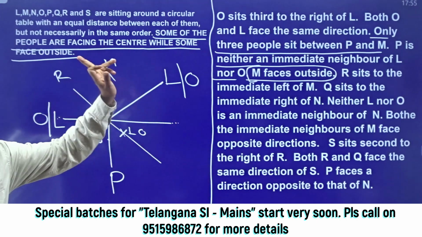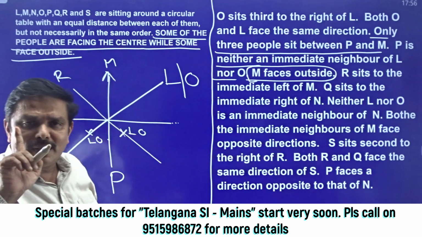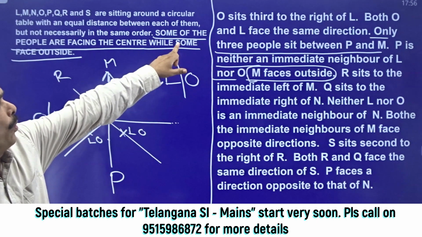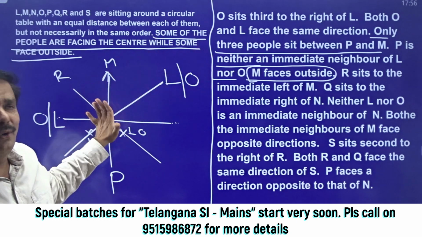L cannot be here, or O cannot be here. So definitely it should be in this way. This is how exactly you have to crack. Now I have squeezed out the data, you see. O sits third to the right of L. I have utilized. O and L face the same direction, not required here.